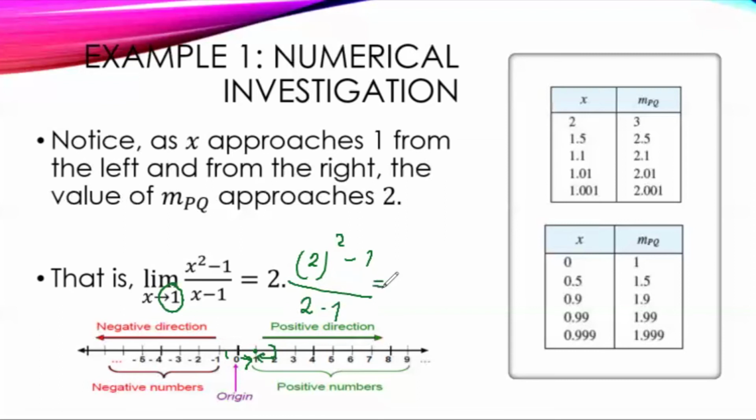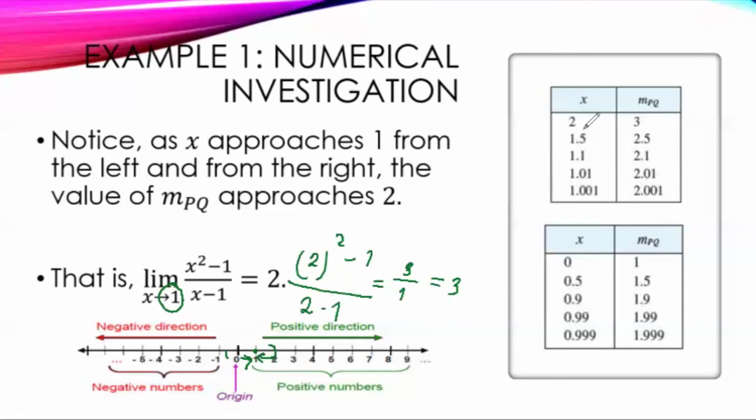Okay, so this is equal to 4 minus 1, which is equal to 3 over 1. This is equal to 3. Right? So the function value, if x is equal to 2, is 3. Now, if x is equal to 1.5, the function value is 2.5. And if x is 1.1 and so on up to 1.001, the function value is 2.001.